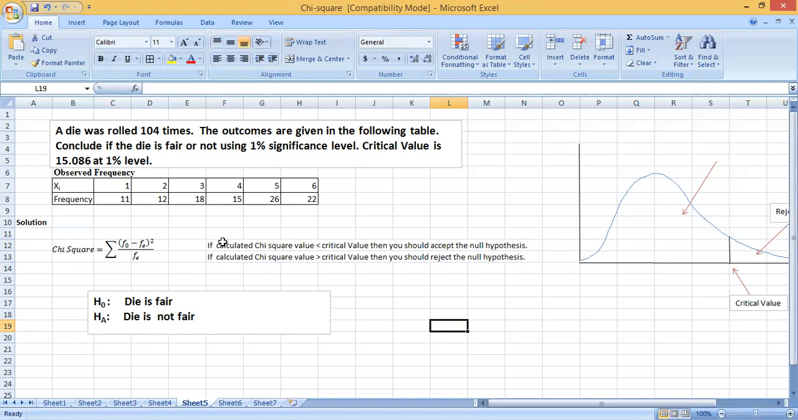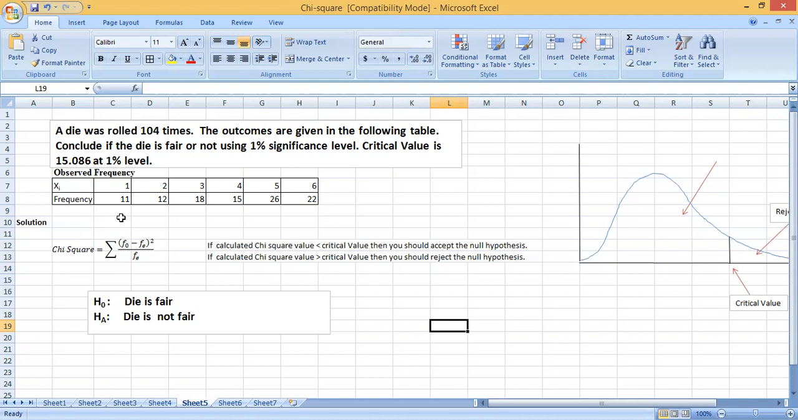Now, in the formula I have mentioned the observed frequency and the expected frequency. After putting the values in this chi-square formula, we will get the calculated chi-square. If the calculated chi-square value is less than the critical value, 15.086, which is given at the 1% level, then you should accept the null hypothesis. Otherwise not.